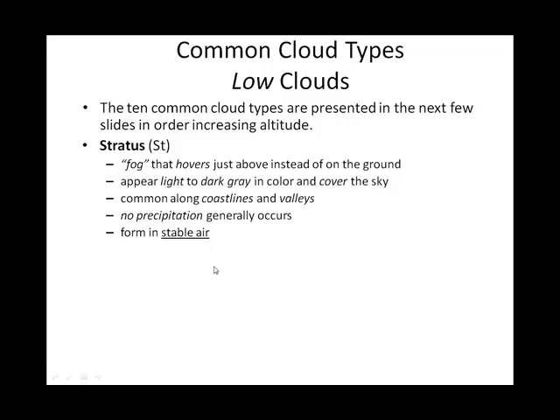Stratus clouds would be those low-level flat clouds, and you're going to see a picture here in a minute that basically looks like fog. Fog, I've heard it described as a cloud at ground level. So what type of cloud would that be? A stratus cloud. They form in relatively stable air.